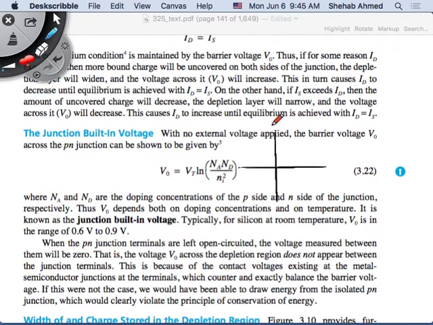This is current, and this is voltage across the diode. As soon as I have voltage that is greater than 0.7, I conduct, right? And then what happens in the reverse?